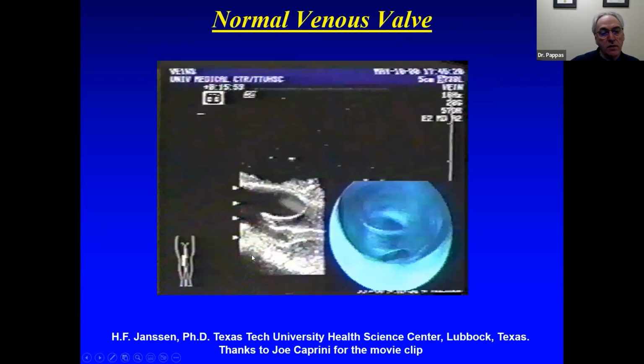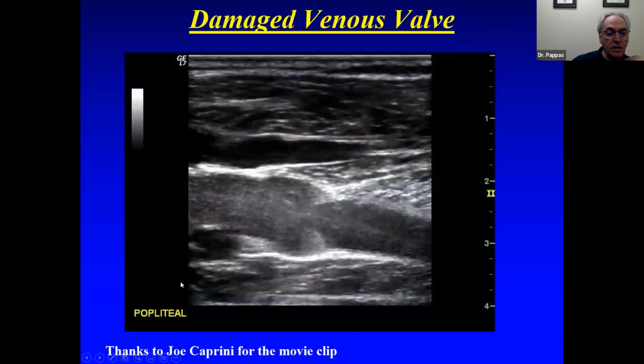So hopefully this video will play. It didn't play, but anyway, this is a photograph that was sent to me by Dr. Caprini, looking at valve function. You can see that the valve leaflets oppose, preventing reflux of blood. And then this was a movie that was supposed to show the valves opening and closing with respiration. And this movie doesn't work either.